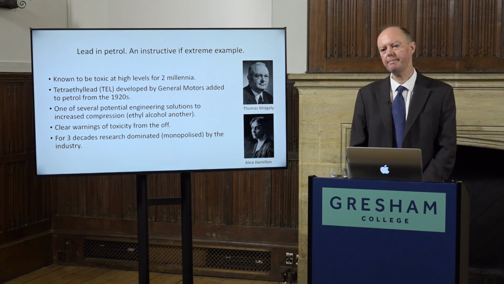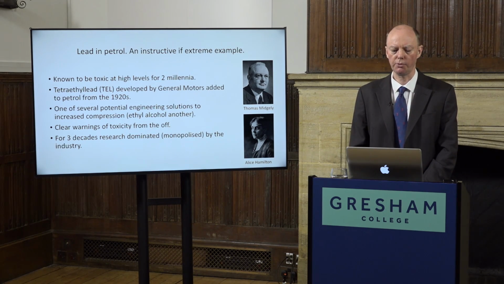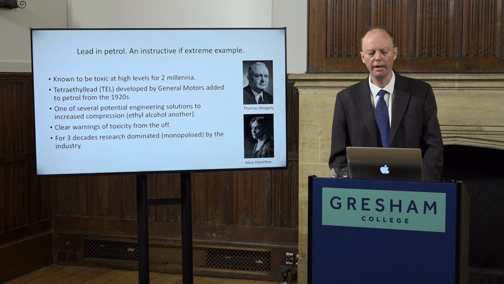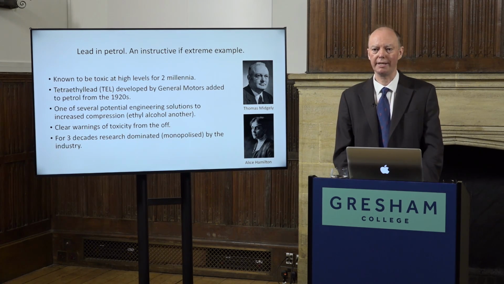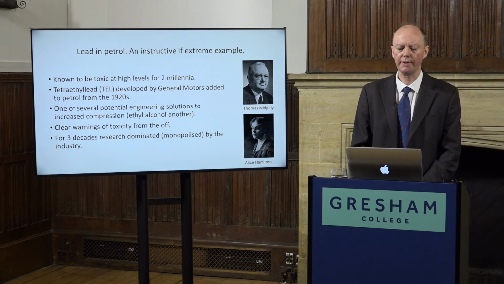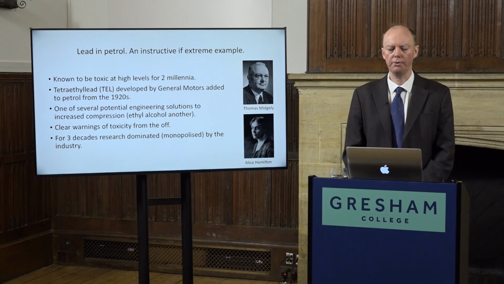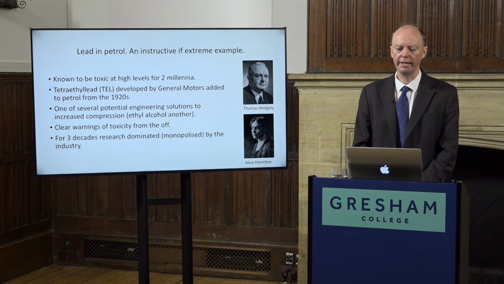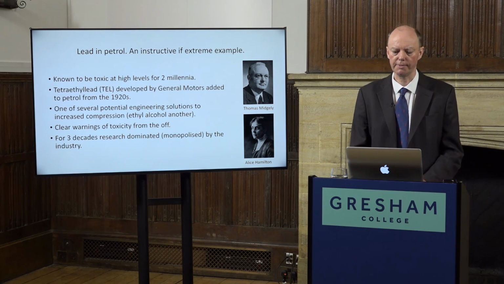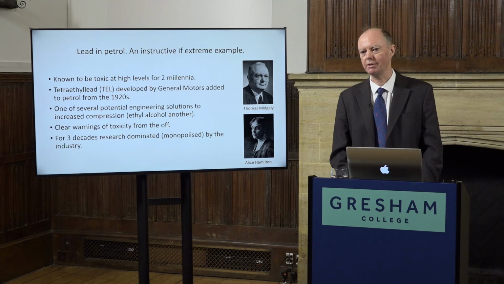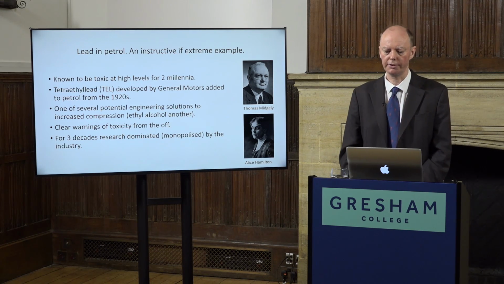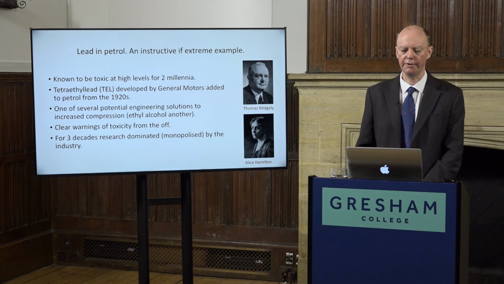Now, the most extreme example of how to deal with this was in the issue of lead in petrol, an instructive example, if a rather extreme one. Lead has been known to be toxic for 2 millennia. And General Motors started to add lead to petrol from the 1920s. They did this to deal with a problem to do with compression, something called knocking. It's an engineering solution, but there were other engineering solutions available, but this one could be patented and those ones couldn't. So that was a lot of what actually drove this.